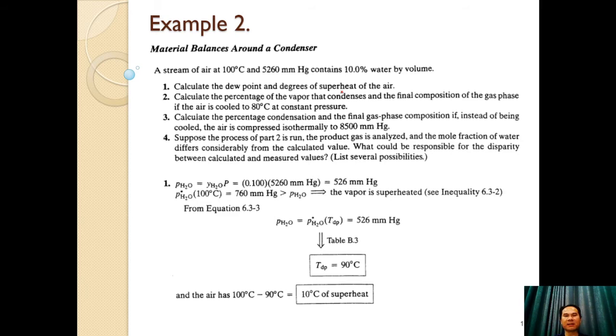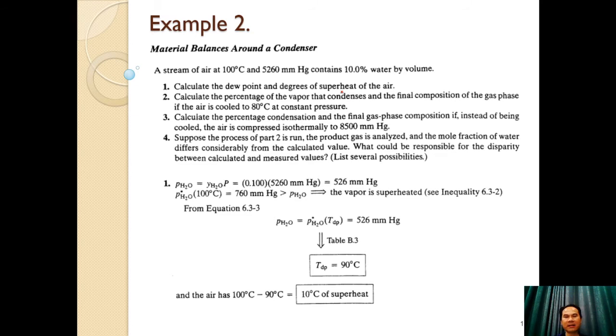The fourth one, assume that the product gas is analyzed and the mole fraction of water differs from the calculated value. What would be responsible for the discrepancy, the error between the calculated and measured value? Okay, step by step.